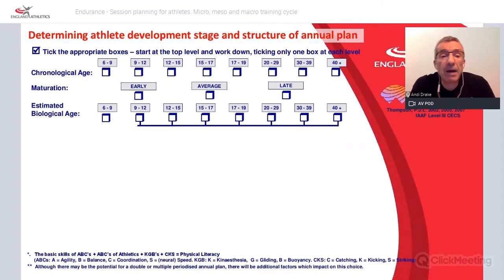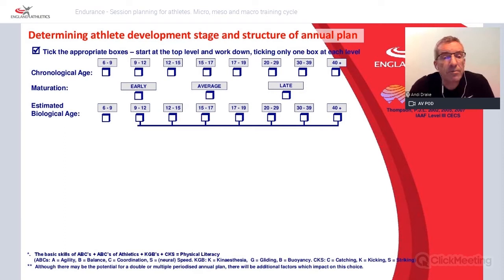So here are some ideas about how we work out the athlete development stage, to help us in putting that plan together. I think we'll understand this first part of the diagram quite comfortably. We have chronological age along the top, then some thoughts on the maturational stage of the athlete, early through to late developing athletes. And that then perhaps gives us an idea to estimate biological age.